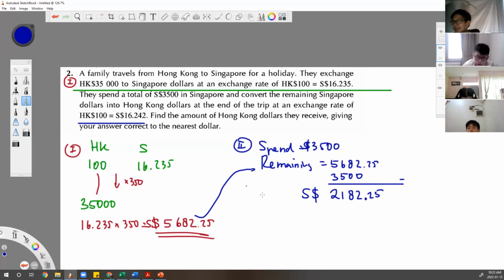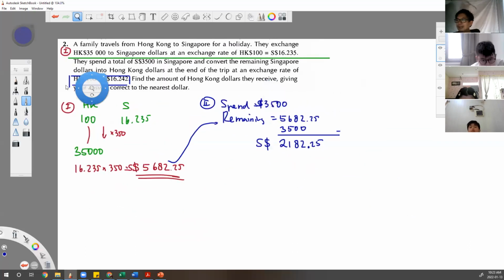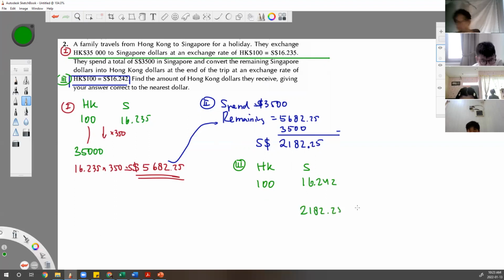It's converted again using the new conversion rate. Okay, so part 3 here. We use another color. Part 3: we put Hong Kong dollars and Singaporean dollars with the different rate. The difference is very small, guys. Look, this is 235, this is 242. Still different, so they can't be treated as the same. They have money in Singapore and want to exchange it to here, right? So the step is only slightly different, one step more. Let's turn it into one, it's the easiest. Divide by 16.242, so 100 over 16.242, then times 2,182.25. So this is what we need to find.